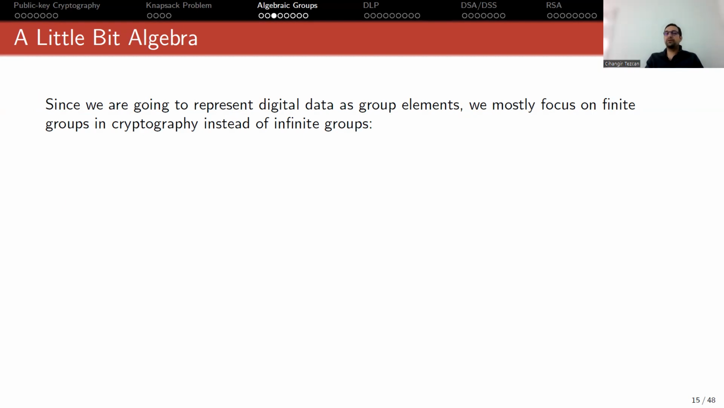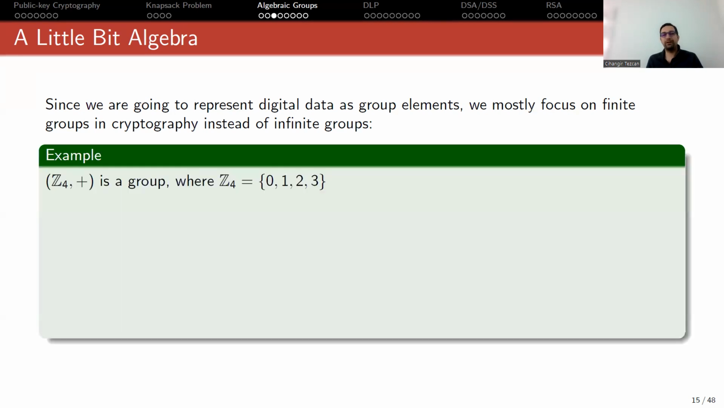So since we are going to represent digital data as group elements, we mostly focus on finite groups in cryptography instead of infinite groups. Because if you focus on infinite groups, you know, for instance, if you want to encrypt something, your data might be a few kilobytes, but after encryption, it might be petabytes, right? I have to keep this space finite. So this is why generally we deal with Zn, let's say.